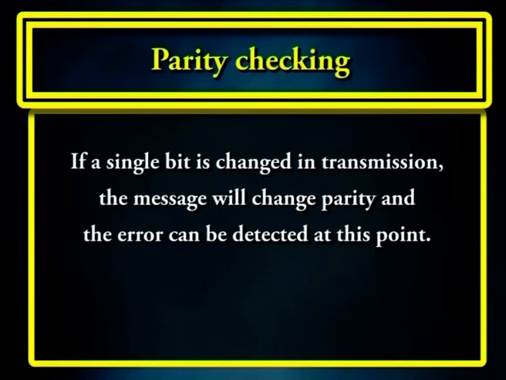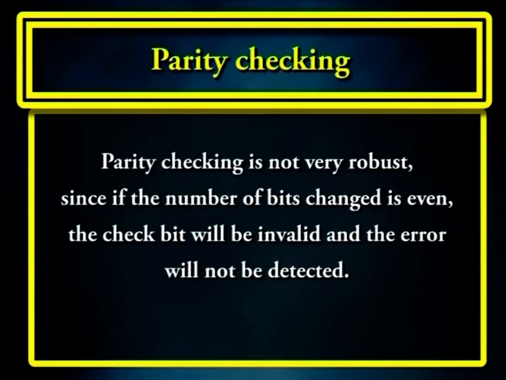If a single bit is changed in transmission, the message will change parity and the error can be detected at this point. Parity checking is not very robust, since if the number of bits changed is even, the check bit will be valid and the error will not be detected.